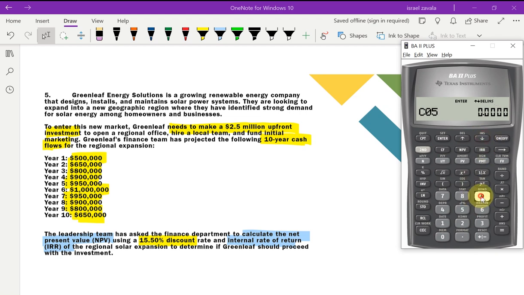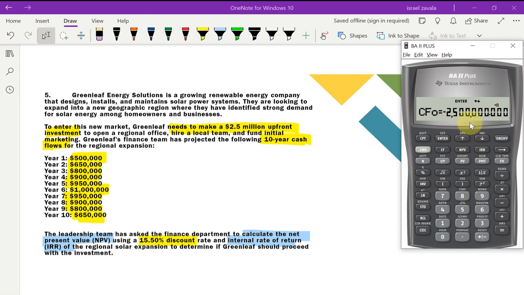900,000, 950. Year 6 is $1 million. Okay, year 7 is 950,000. Year 8 is 900,000. Year 9 is 800,000. And finally, year 10 is 650,000. All right, let's cycle through it.